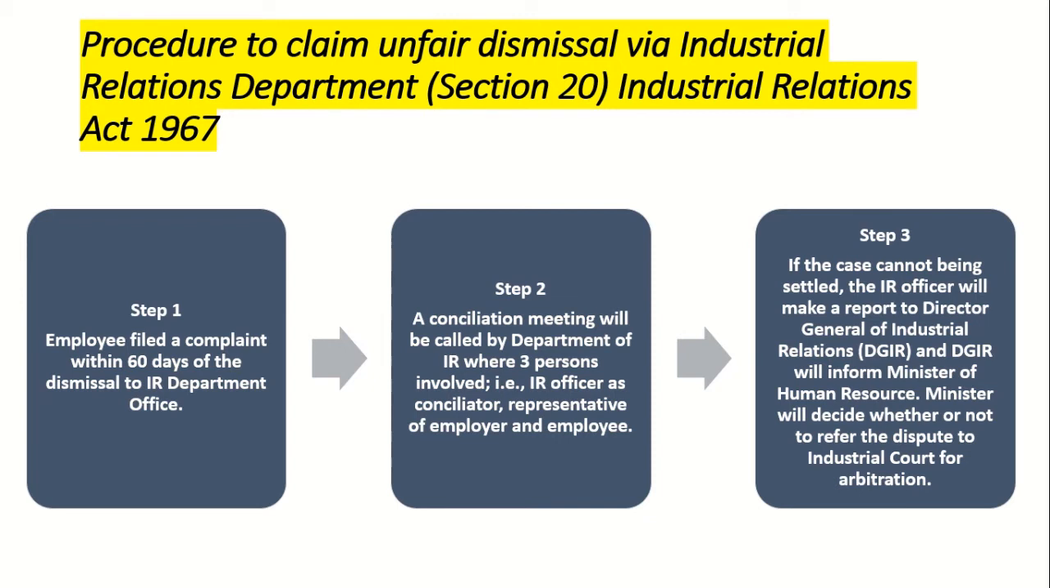Kalau kedua-dua pihak masih lagi berdegil, tak bersetuju juga, itu hak mereka berdua. IR officer tak boleh masuk campur dalam bab tu. Okay, then step number 3, if the case cannot be settled during conciliation meeting, the IR officer will make a report to DG of IR and DG IR will inform Minister of HR. Minister will decide whether or not to refer the dispute to Industrial Court for arbitration.